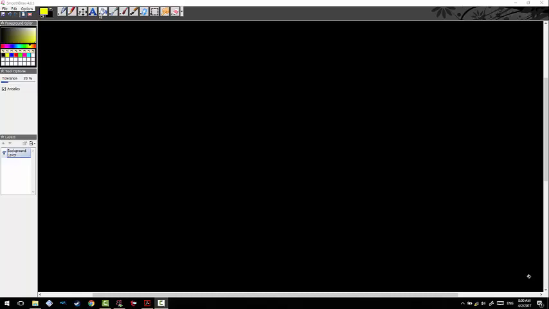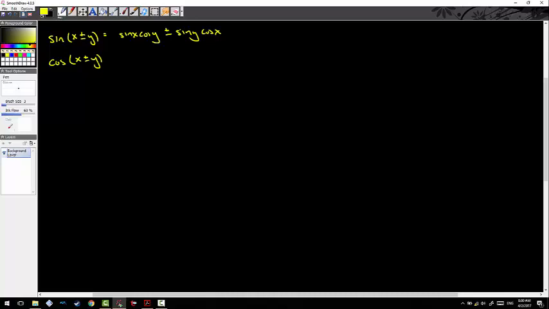Alright guys, so let's do a quick little refresher on sum and difference and double angle. Basically, I'm just going to write the formulas out for you real quick. Sine of x plus or minus y is equal to sine x cos y plus or minus sine y cos x. For cosine, cosine of x plus or minus y looks kind of like cos x cos y, and for cosine it goes in reverse order, so it'll actually go minus or plus sine x sine y.